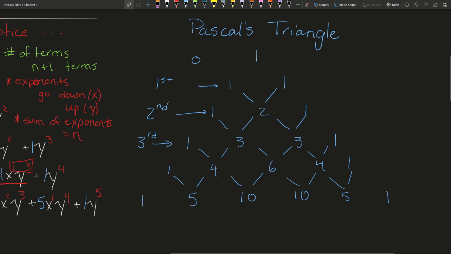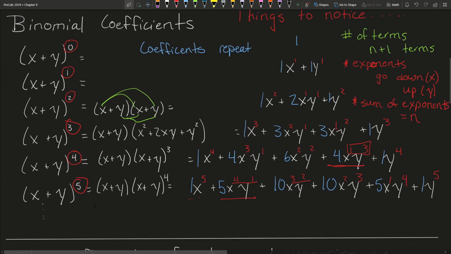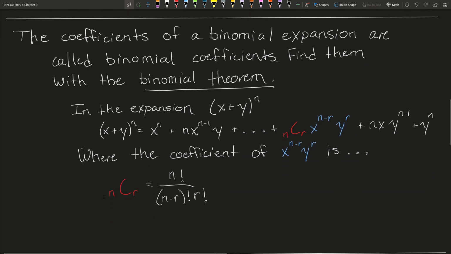So let's move on just a little bit to how we actually find coefficients of a binomial expansion. So yes, we can use Pascal's triangle, but say we're trying to find like the 30th expansion and we're trying to find a certain coefficient. That's not as easy. So coefficients of a binomial expansion are called binomial coefficients. In order to find them, we use this theorem, which is on this page.